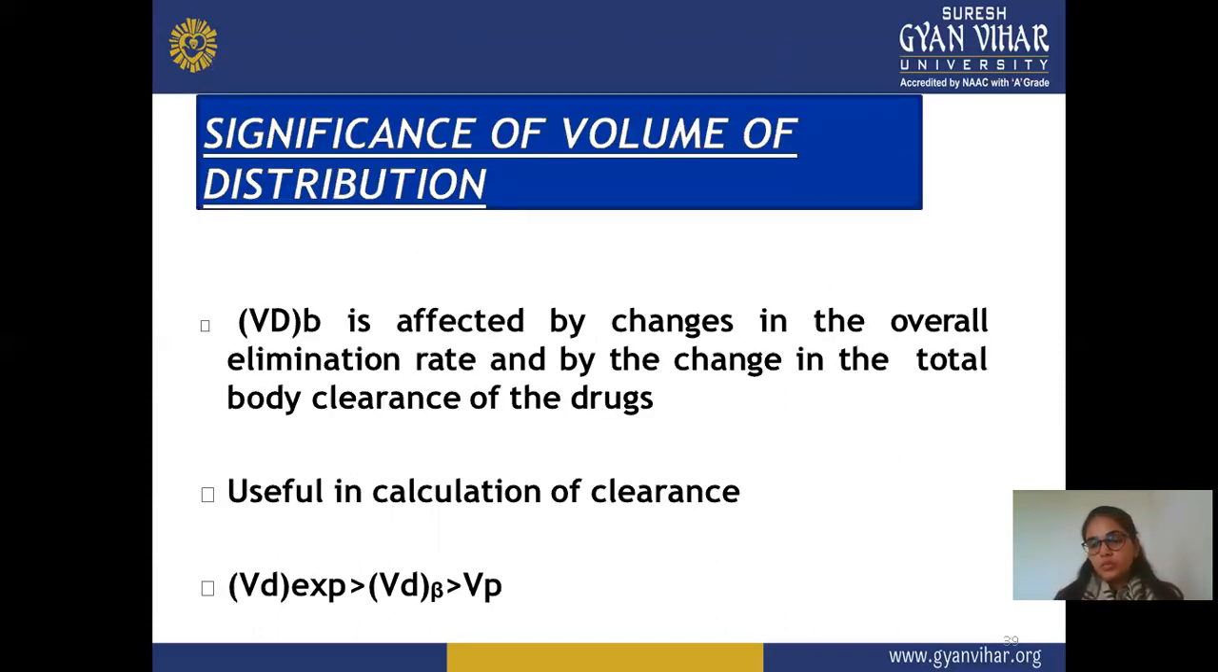Next is the significance of volume of distribution. Volume of distribution is affected by changes in overall elimination rate and by changes in total body clearance of the drug. Overall elimination means how much drug is eliminated from a particular route or tissue; we are considering overall route and tissue. Changes in total body clearance means how much drug is cleared from the entire body. A useful calculation of the clearance is like Vd exponential is more than Vd beta is more than Vp.